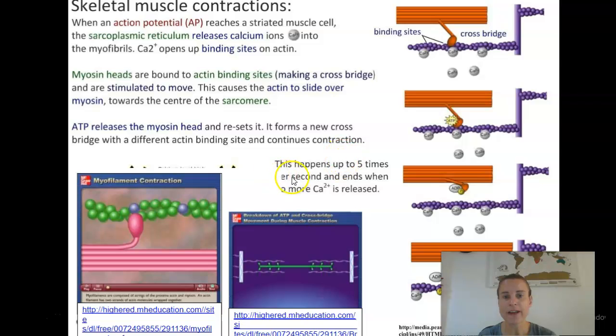This happens about 5 times per second, and it ends when there's no more calcium being released. So when the nerve impulse is finished, no calcium will be released, which means that the muscle will not contract.